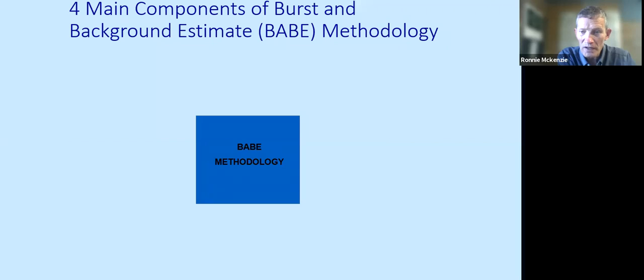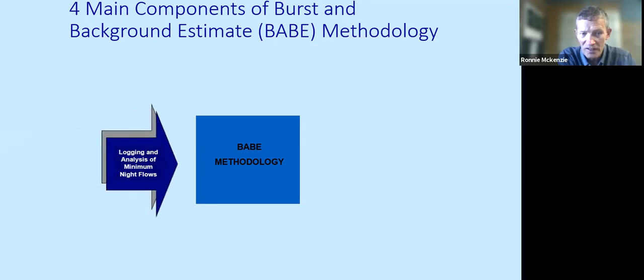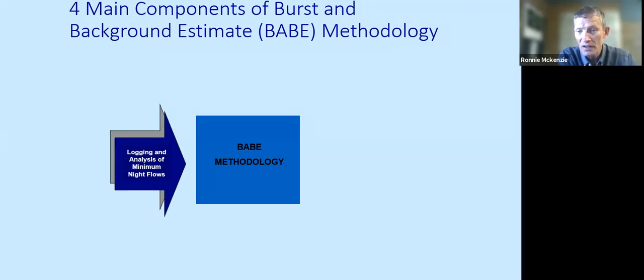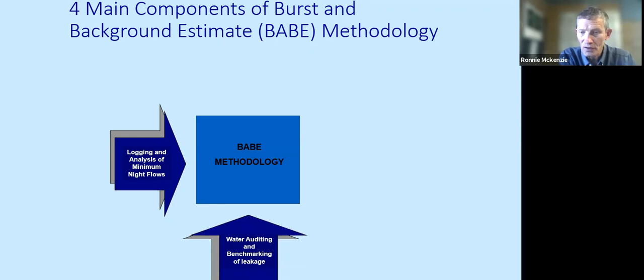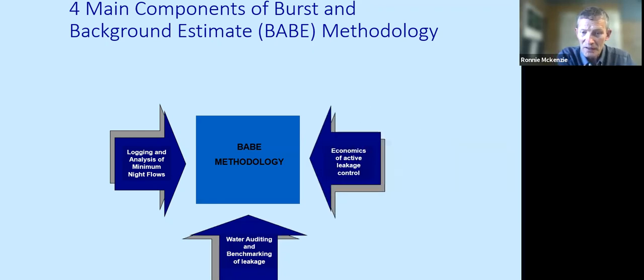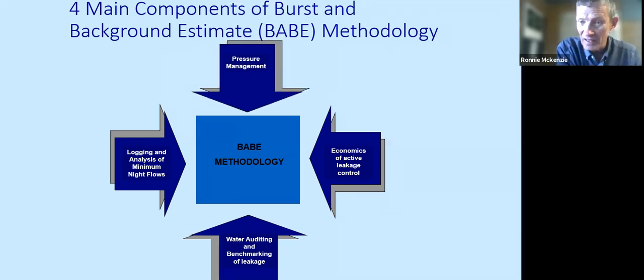Anyway, we're talking today about the BABE methodology, the burst and background estimate methodology. As you know, it has 4 components when we're looking at the physical real losses, the leakage in the system. On the BABE methodology, you've got the logging and analysis of minimum night flows. You've got looking at the infrastructure. You've got the economics of active leakage control. How often do you send people in to look for the leaks? And then you've got pressure management, and that's what we're going to chat about today for the next 40 minutes or so.